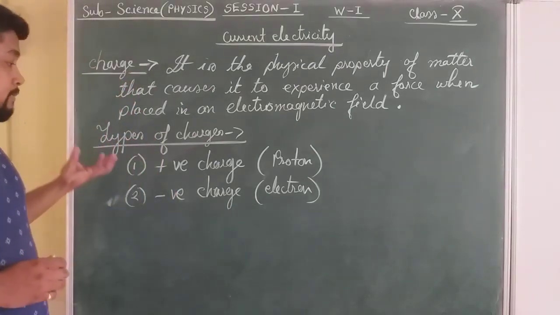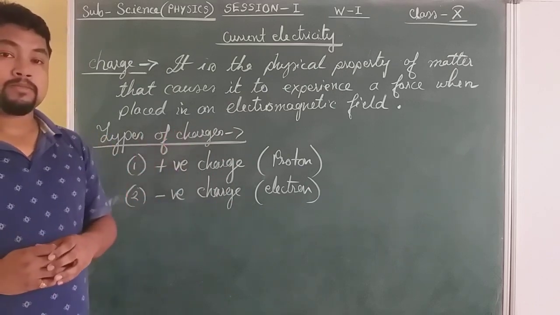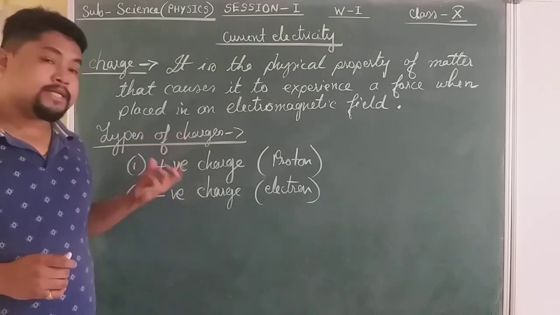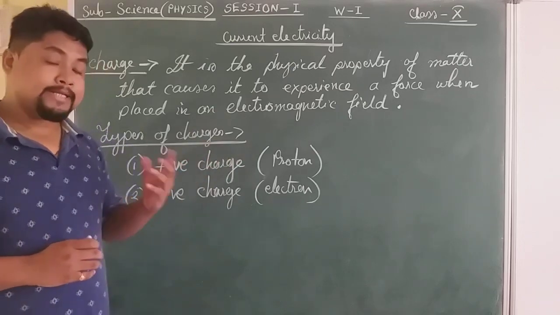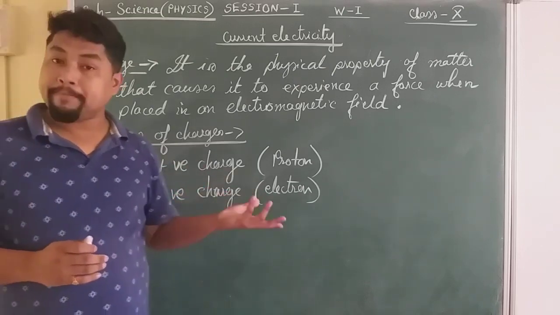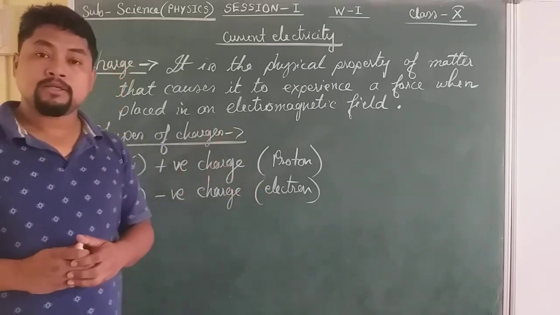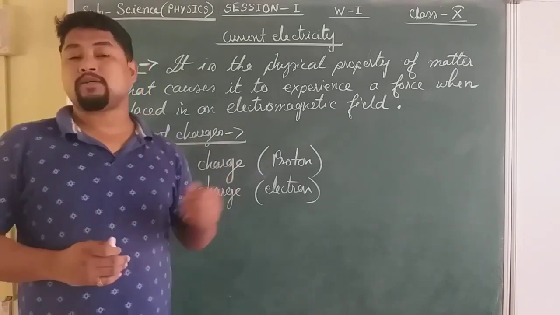So there are some properties of electric charge. Number one, similar charges repel and dissimilar charges attract each other. Like charges repel and unlike charges attract each other. Number two, charge is conserved.